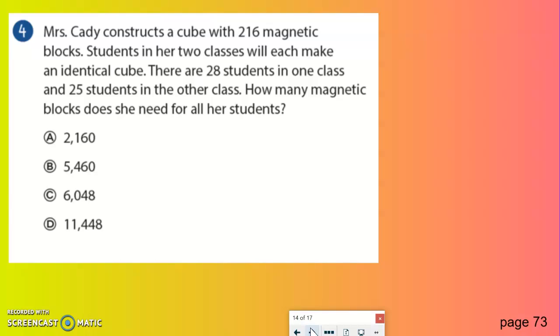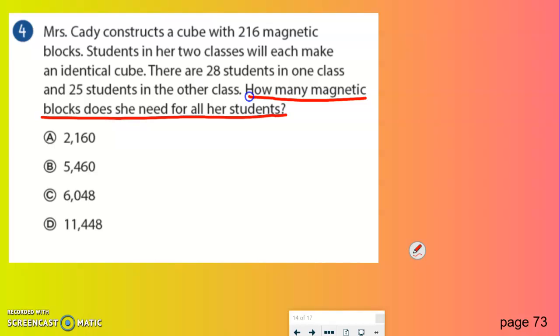So on page 73, we're on number 4 at the top. Number 4 reads, Miss Caddy constructs a cube with 216 magnetic cube blocks. Students in her 2 classes will each make an identical cube. There are 28 students in one class and 25 students in the other class. How many magnetic blocks does she need for her students? Now, guys, the question is, how many magnetic blocks does she need for all of her students?